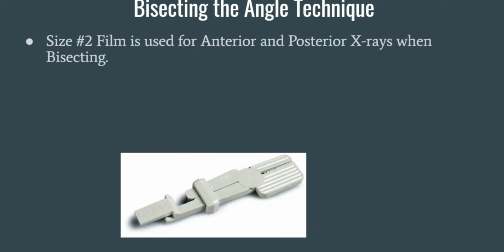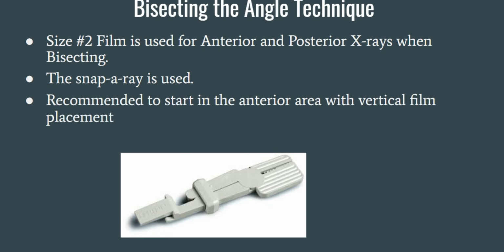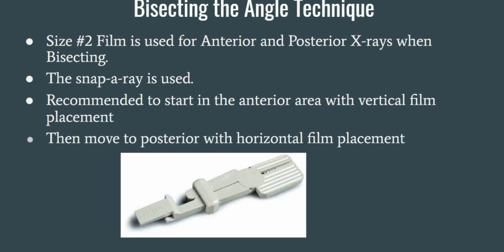It's going to use a size 2 film. Size 2 is used in both the anterior and the posterior when taking x-rays using the bisecting technique. A device called the snap array is used, and that is what is pictured below. It's recommended to start in the anterior area with vertical film placement, and then move to the posterior with horizontal film placement.